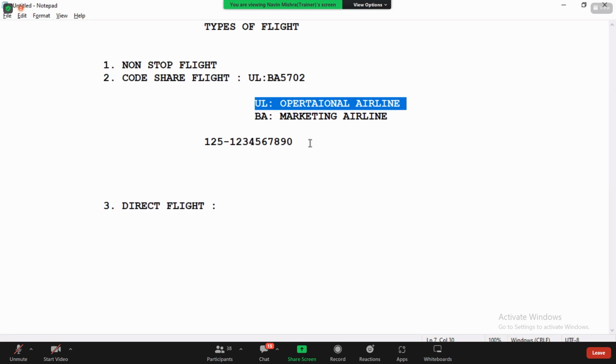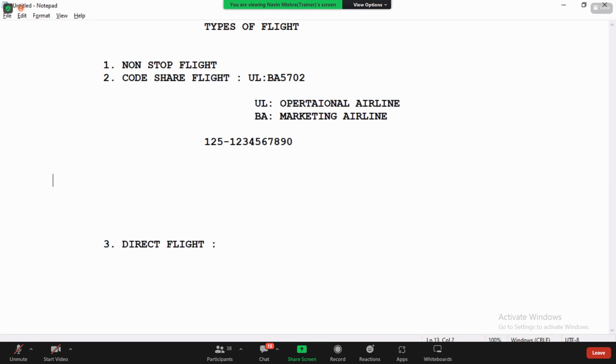To find out such information, there is a command which will help you find the flight information, and that command is DO and then enter the flight number. Whatever flight number is given, copy it and enter, and then you will get the exact operating airline as well as the marketing airline.